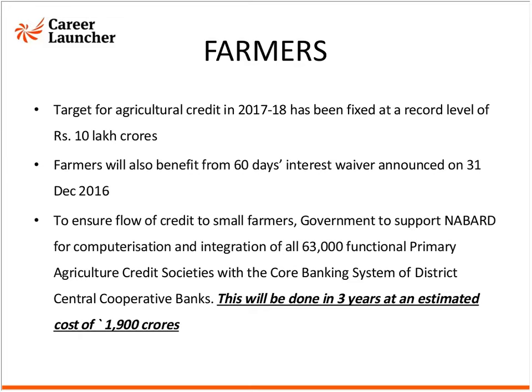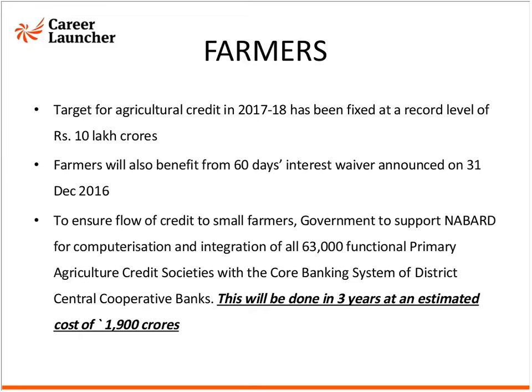Now coming to farmers, what the government is trying to do for them. The main agenda is to double farmers' income in the next few years. So they've increased the target for agricultural credit in 17-18, which has been fixed at a record highest level of 10 lakh crores. Secondly, the 60 days interest waiver announced by our Prime Minister during his 31st December speech has gone through, which means farmers will get the benefit of the 60 days interest waiver on loans.